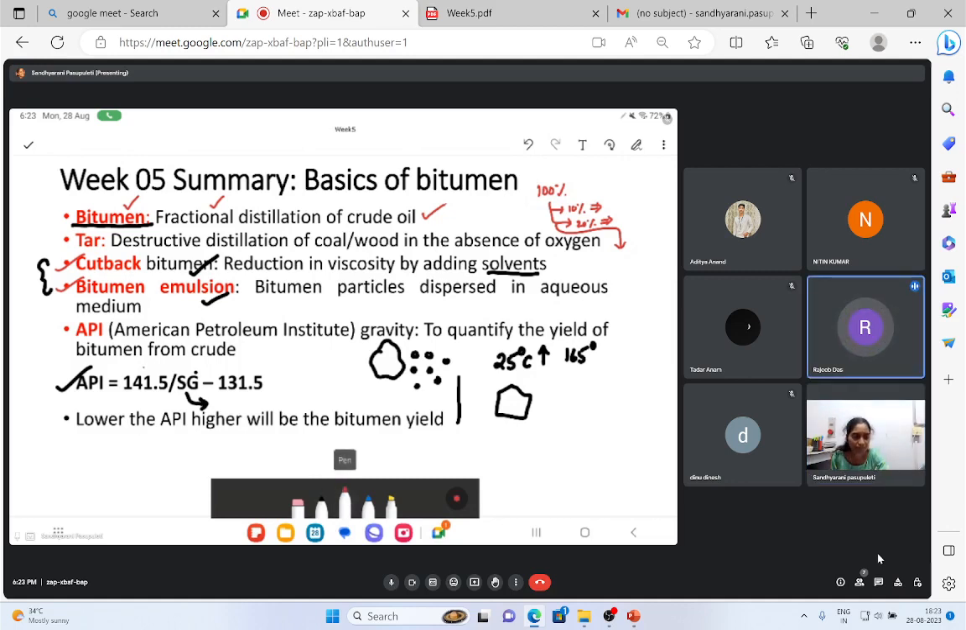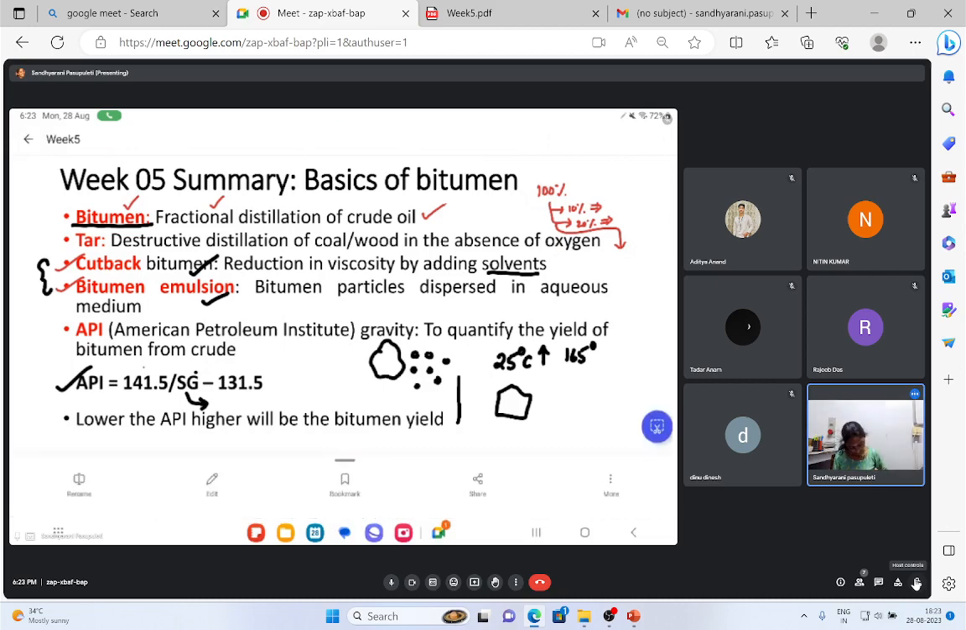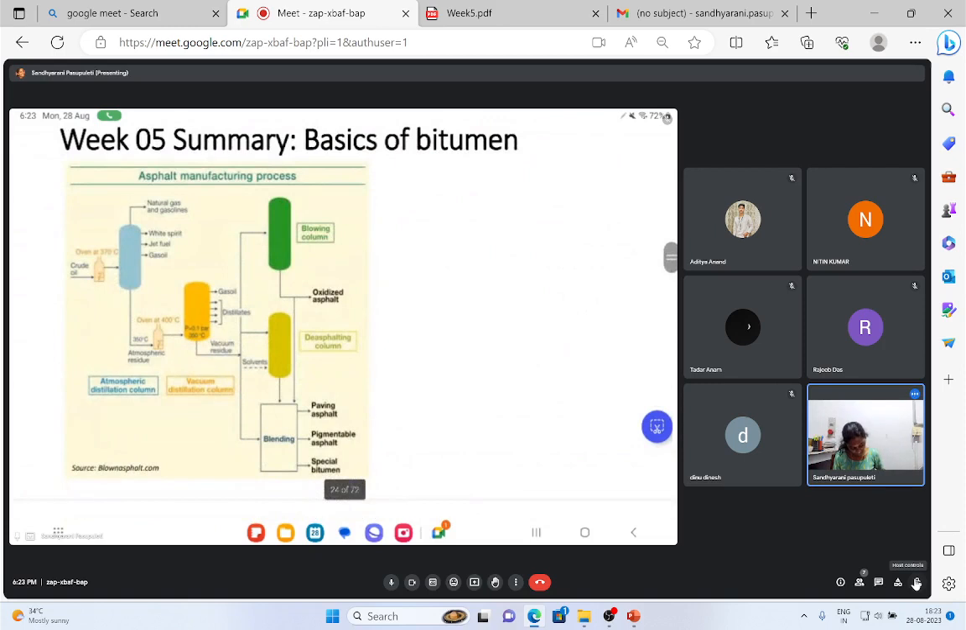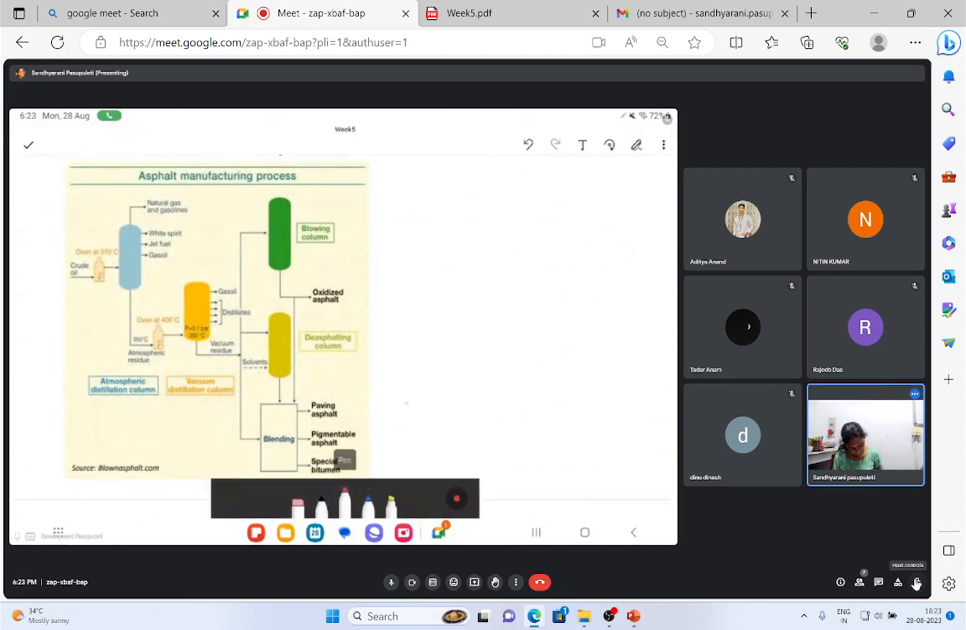Excuse me, madam. What does this yield mean? Yes, sir. When we go to the next slide, I will show the production process. In that, we will see what the yield of the bitumen is. If you come here, let us see. In this chamber, initially you have petroleum or crude oil.